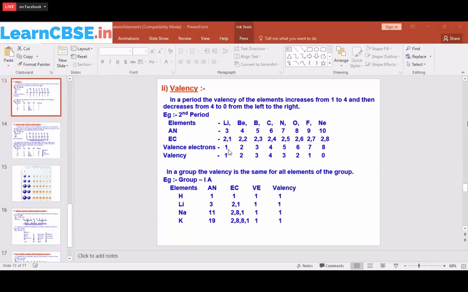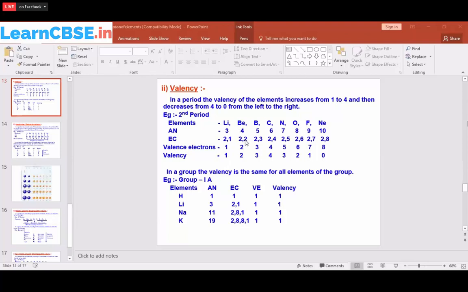Now what will happen? The second shell can be completed by 8 electrons, but here lithium has only 1 electron. So lithium either has to gain 7 electrons or lose 1 electron. Lithium will lose this 1 electron, and it has a valency of 1.